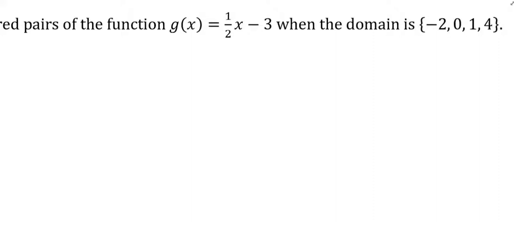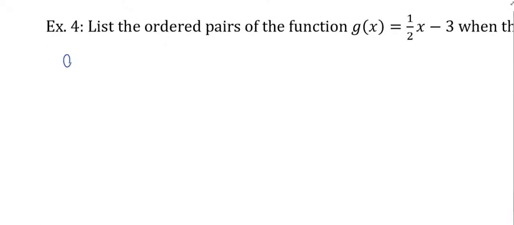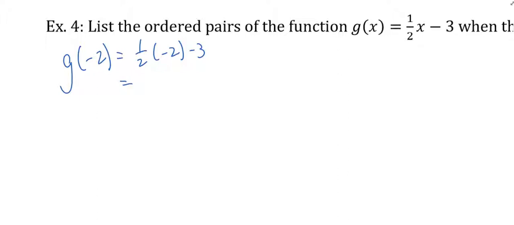So what is this actually asking us? It wants us to list the ordered pairs. We're going to think about it as, it's not x, y, because it's not y, it's g, but it's the same idea. We're going to list the ordered pairs x comma g for these 4 values of x. That's all this is saying. So we're going to do g at -2. We'll start with that. G at -2 equals 1/2 times -2 minus 3. So half of -2 is -1. And that's -4.